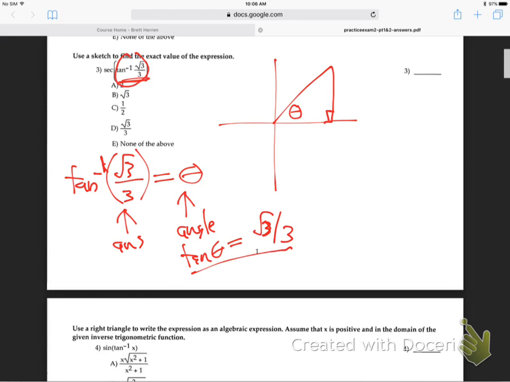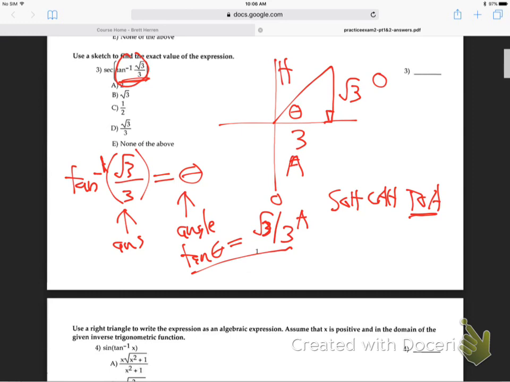Are you understanding that? So in other words, what's tangent? SOHCAHTOA, right? Tangent is opposite over adjacent. Root 3 over 3, so this is opposite, adjacent, hypotenuse. We good? So I made a triangle that reflects this truth, that holds that truth: the tangent of theta is root 3 over 3. Good so far? Now, use Pythagorean to find this other side, the hypotenuse.